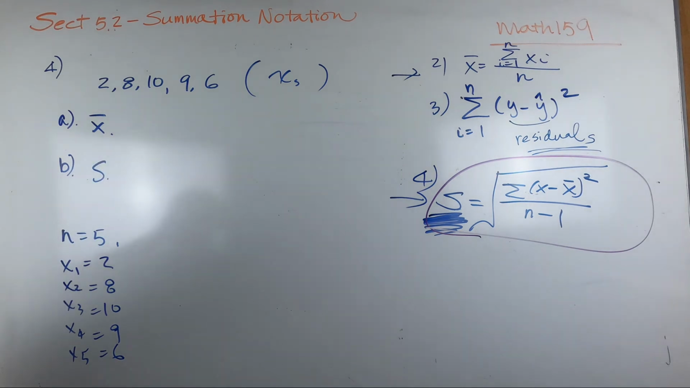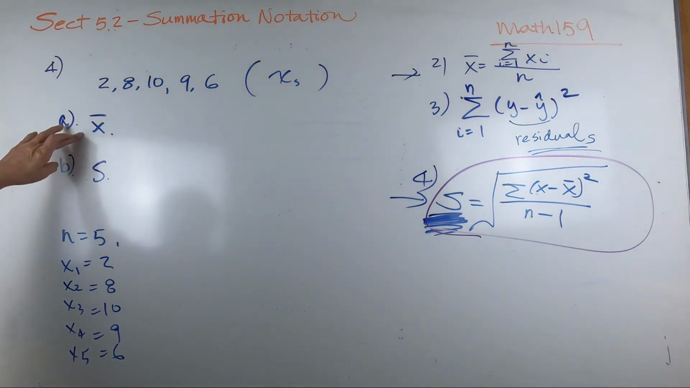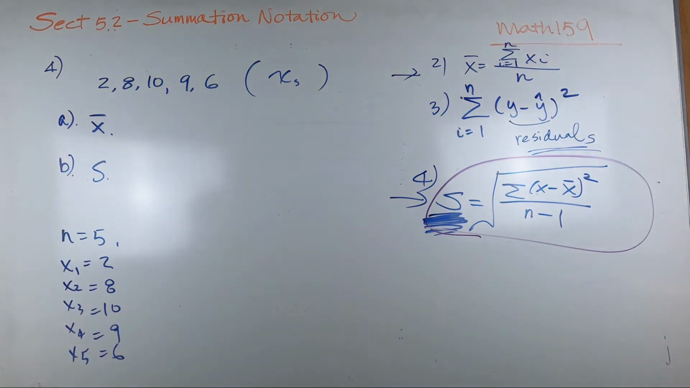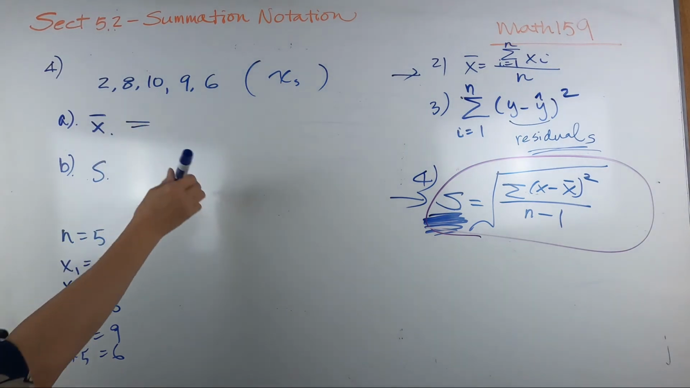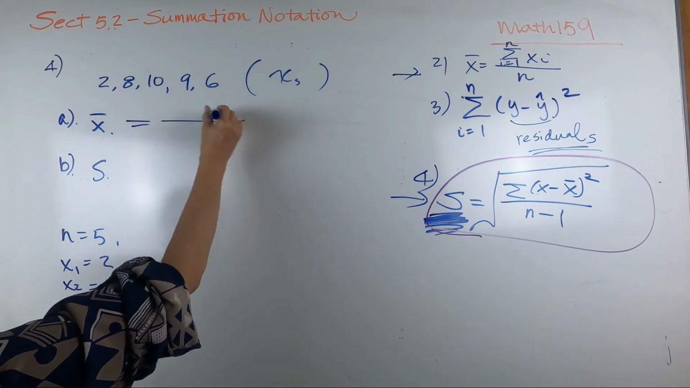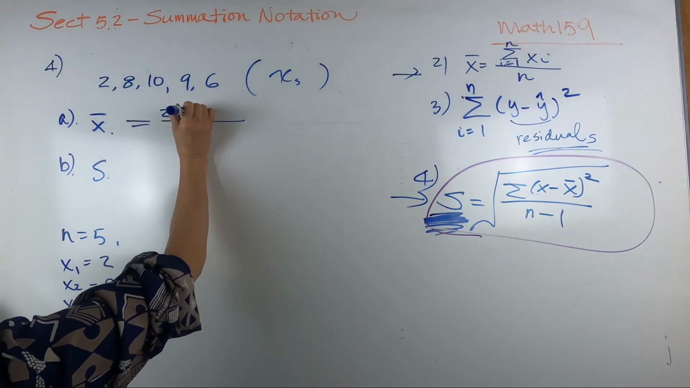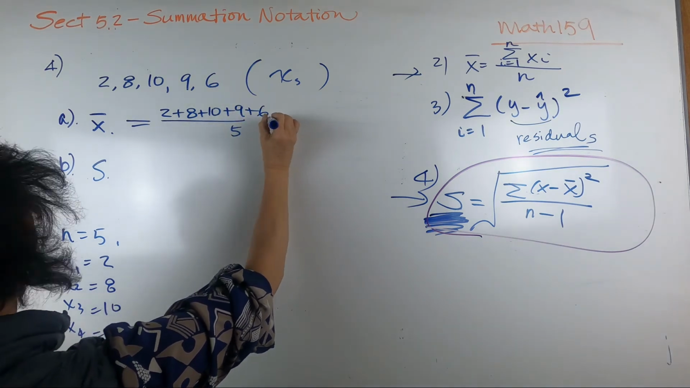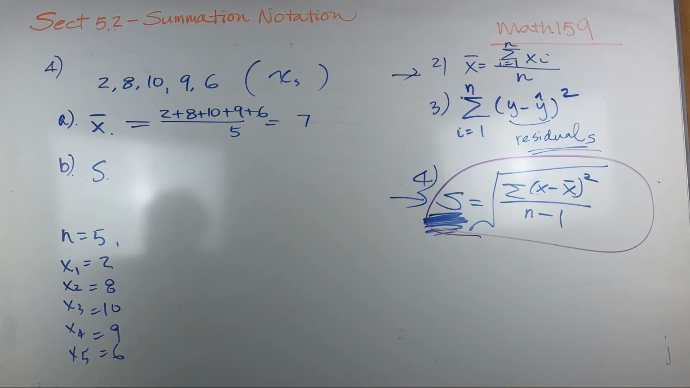We want to do 2 things. First, find the average, the mean. Then find the standard deviation. So, how do you find the mean? Mean means you add them together, divided by the total number. So you do 2 plus 8 plus 10 plus 9 plus 6 divided by 5, right? So your mean is 7.